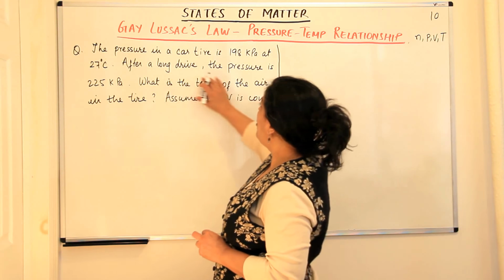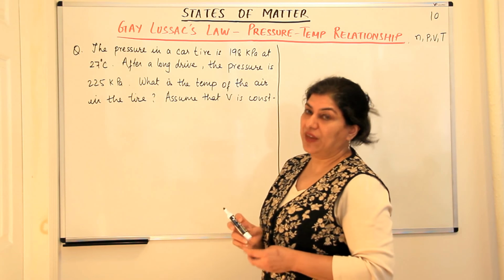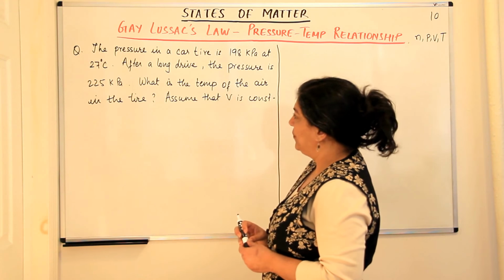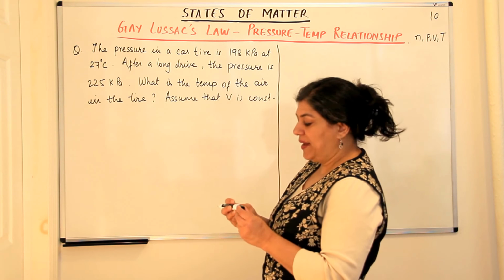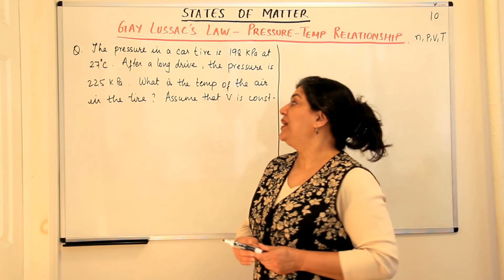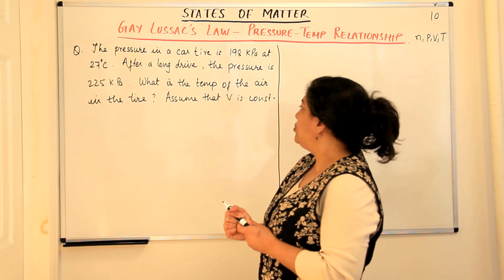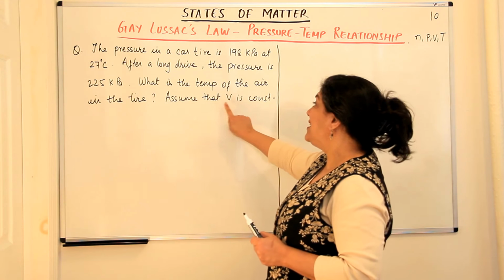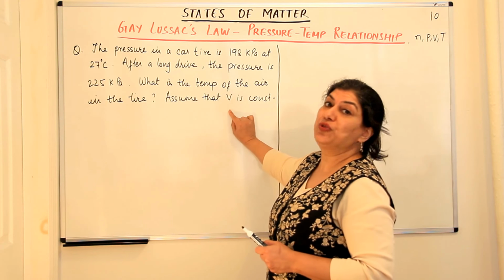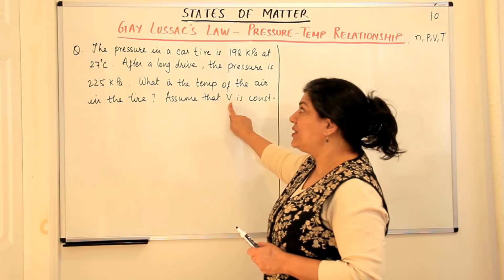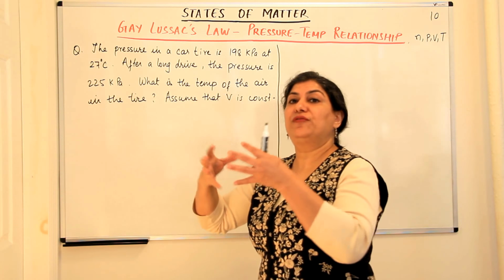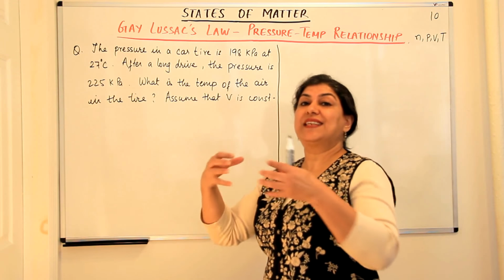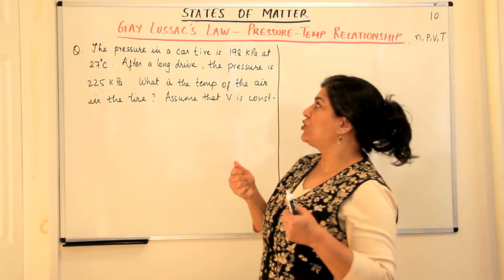After a long drive, the pressure is 225 kilopascals, which means that is P2. What is the temperature of air in the tire? It means now you've been asked T2. You have to assume that volume is constant. During your exam, it is this which will be your hint for using Gay-Lussac's law. Volume is constant, the gas is trapped inside a tire, so the number of moles is also fixed.